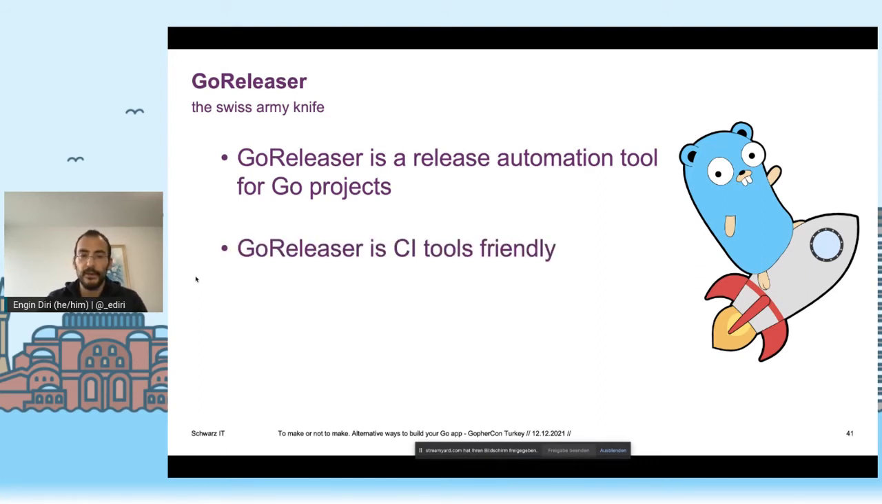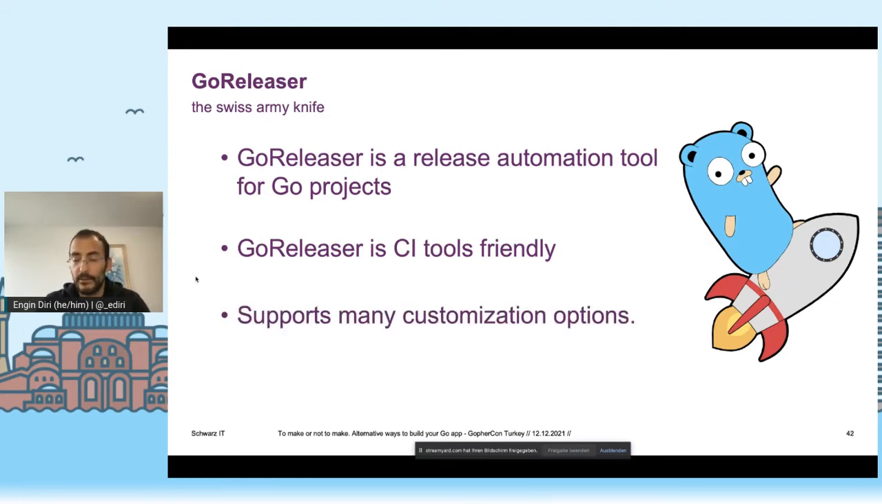GoReleaser is completely built with CI in mind. They have a huge integration part for CIs. They support Azure DevOps, GitHub Actions and so on. Everything is really thought out for use in your pipelines. That's very interesting, to have this already by design, that one of the primary goals is using it in your CI tools.